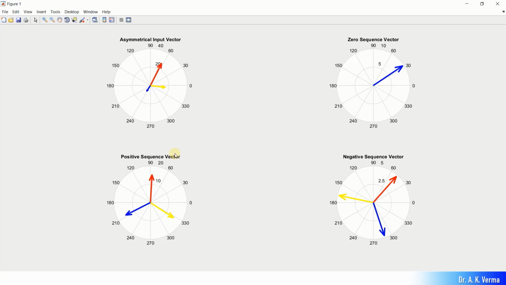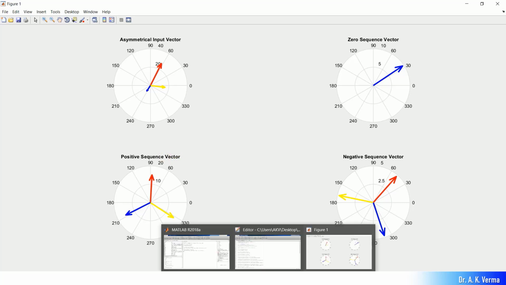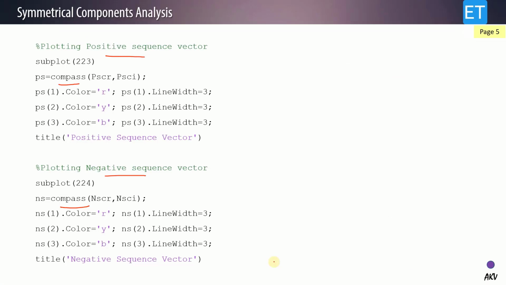In this tutorial, we have seen how we can decompose or break an unbalanced voltage vector into three symmetrical components: positive sequence, negative sequence and zero sequence.